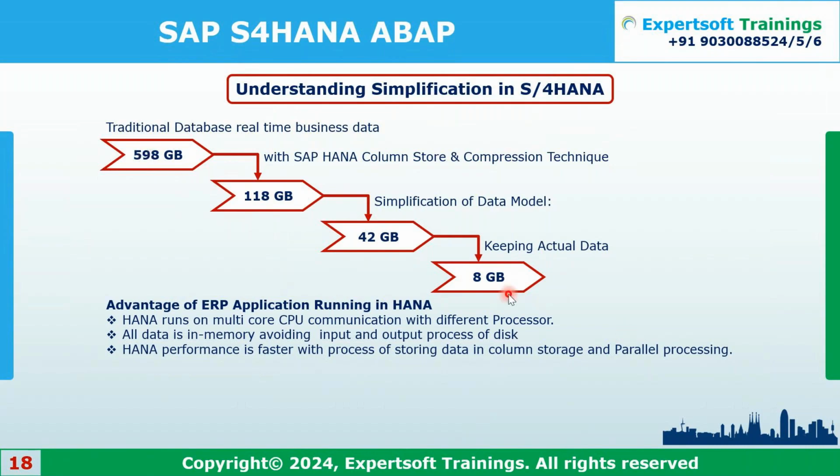So our transaction processing will become faster because now we have less data. Our select statements will work faster compared to putting select statements on 598 GB of data. Is it clear? Okay. So this is from the SAP standard delivery sessions.